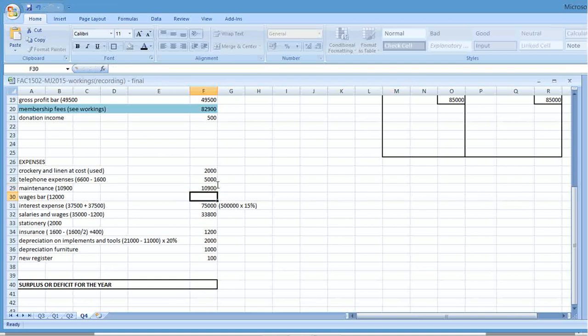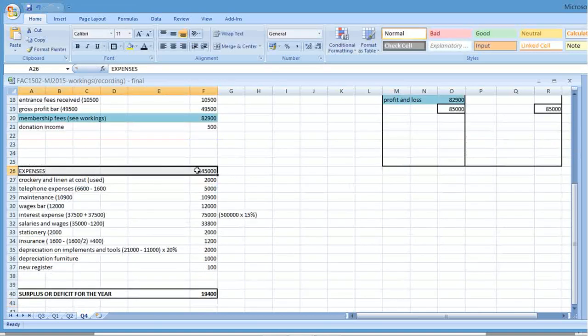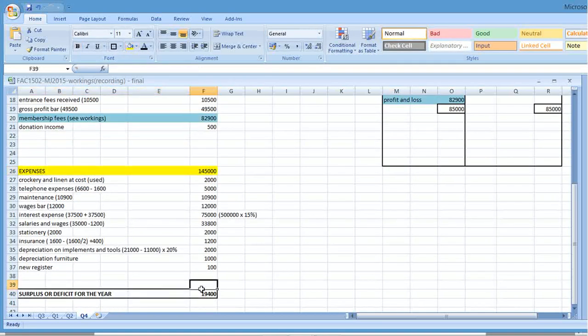Maintenance didn't change. Wages for the bar didn't change. Stationery didn't change. And then we've got all these other line items, the insurance and so on. So total expenses, sum up all of that, gives me that answer. Now I'm just going to work out the balancing figure. The balancing figure would be my income minus my expenses, and that gives me the surplus or deficit for the year. This is looking quite good. This would be seen as a surplus for the year.